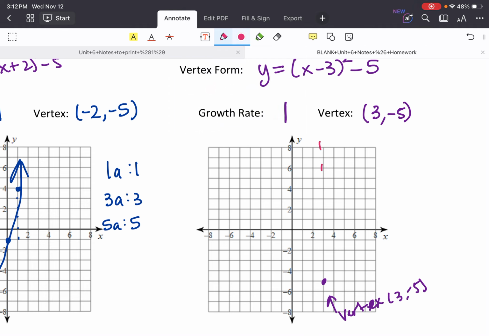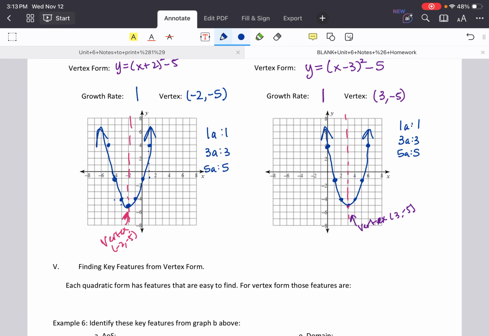My axis of symmetry. A is 1 again, so 1a is going to be 1, 3a is going to be 3, 5a is going to be 5. Over 1, up 1. From those points, I go over 1, up 3. From those points, I can keep going. I go over and up 1, 2, 3, 4, 5, and mirror it over here. And there is my parabola.